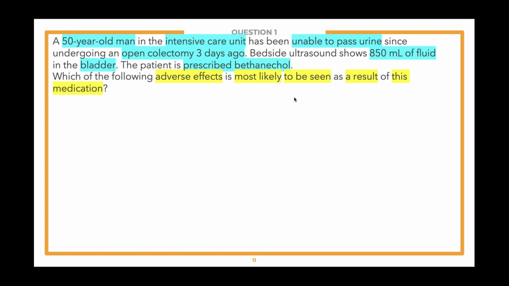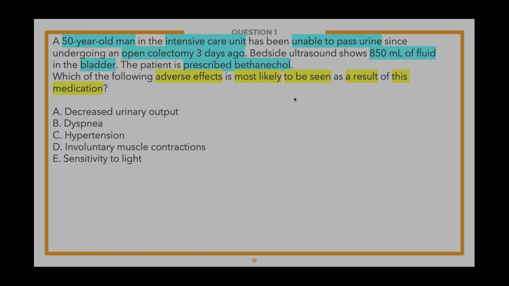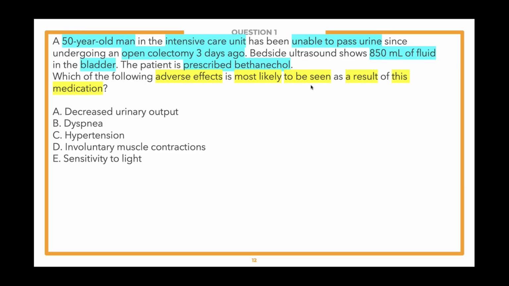So let's start with answer choice E and work our way up. A lot of students often start at A and don't go all the way down, and they prematurely select an answer they think is correct, or they see an answer choice they're unfamiliar with, and they rush to judgment or panic as a result. So let's always start with E and work our way up. E, sensitivity to light. D, involuntary muscle contractions. C, hypertension. B, dyspnea. And A, decreased urinary output.